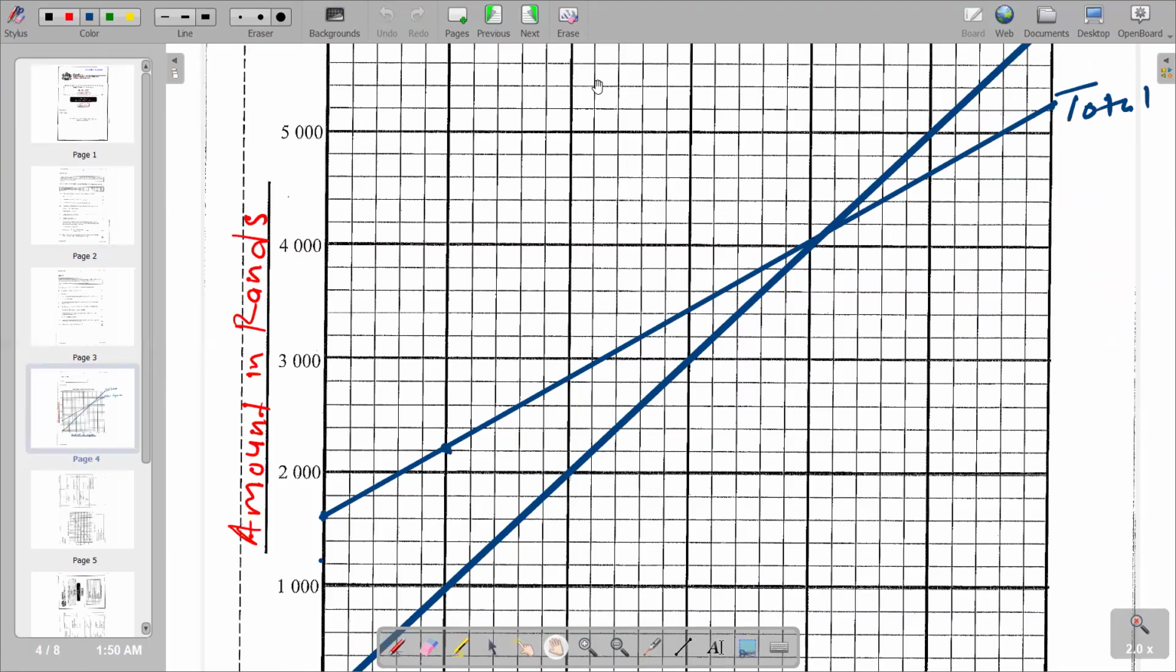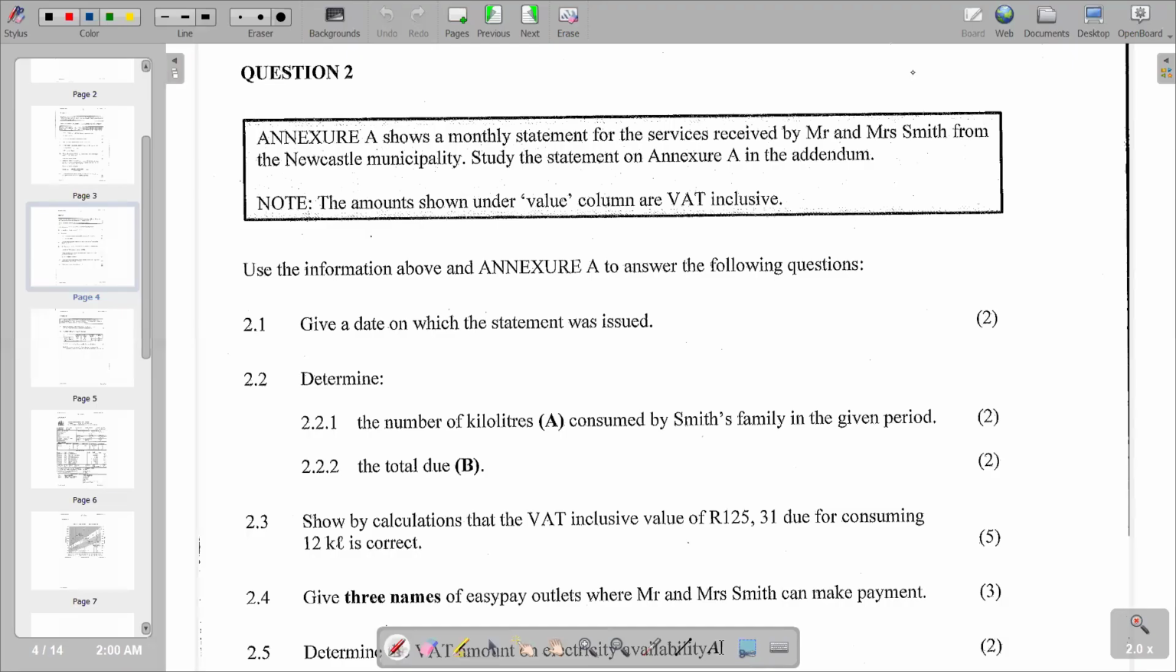From our question 1, we'll move on to our second question. So moving on to question 2. Question 2 reads: Annexure A shows a monthly statement for the services received by Mr. and Mrs. Smith from the Newcastle municipality. Study the statement of Annexure A in the addendum. Note the amounts shown under the value column are VAT inclusive. So for the question, firstly we refer to the annexure.